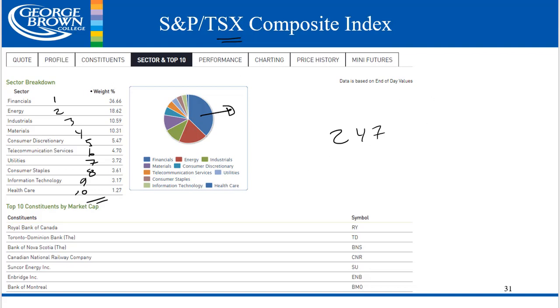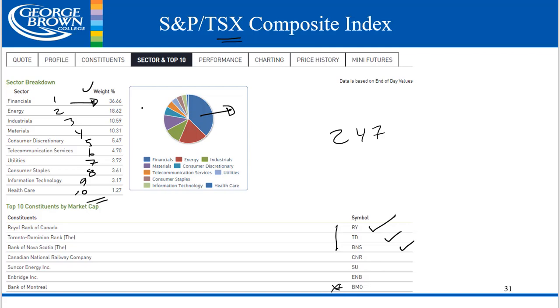We can see that the largest sector by market capitalization, in terms of weight, is the financials. So what do we see here? Royal Bank of Canada is the largest company in Canada by market capitalization, followed by TD, followed by Bank of Nova Scotia. So you can see the banks are the biggest companies in Canada with regards to market capitalization. Down here you've got Bank of Montreal, and CIBC will be a little bit lower.